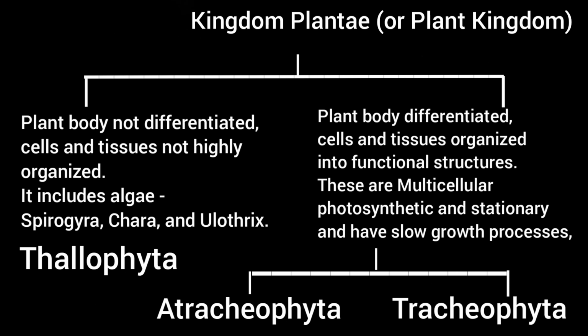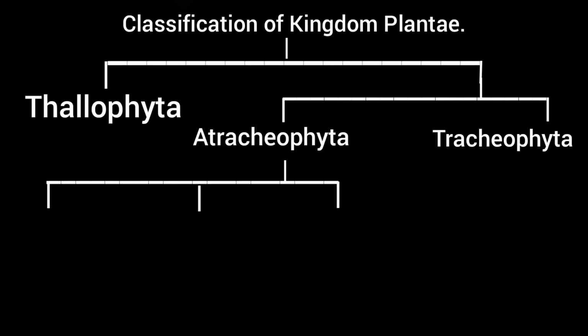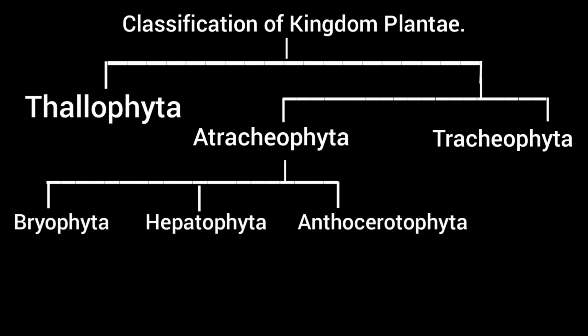Also, these are multicellular, photosynthetic and stationary, and have slow growth processes. This division is further divided into Atracheophyta and Tracheophyta. Atracheophyta and Tracheophyta are mainly differentiated on the basis of the absence or presence of vascular tissues, that is, whether plants possess vascular tissues, xylem and phloem, or not.